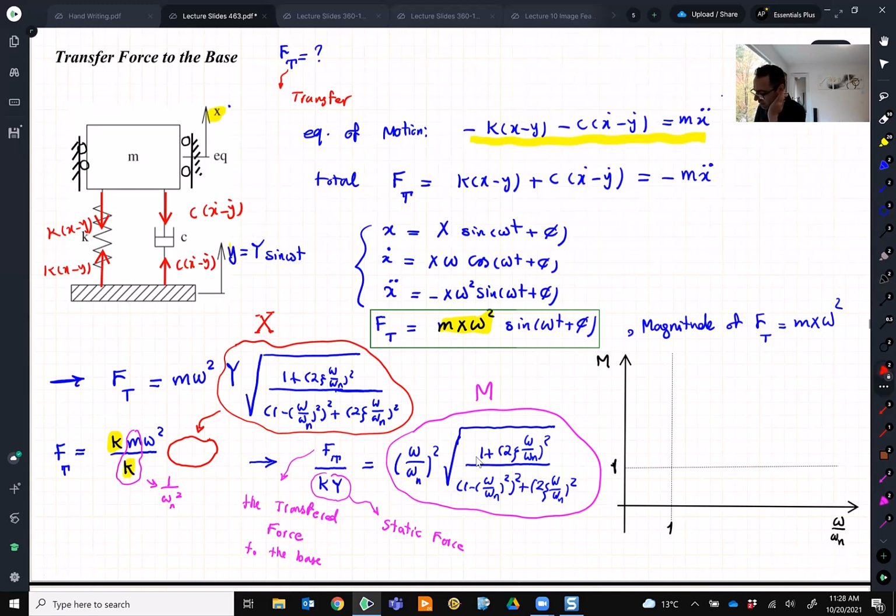We start with this simpler case when zeta is equal to 0. So zeta is equal to 0. When I have zeta equal to 0, so nothing over there. At omega equal to 0, we don't have any force. So this one is 0. And at omega equal to omega n, it goes to infinity. And then it will come back to 1. Right?